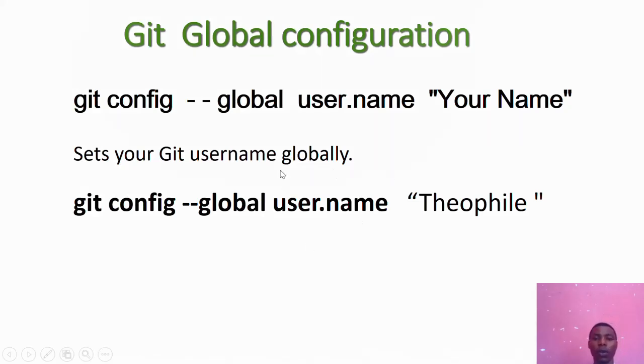We have two kinds of configuration: username and email. So you have the username for your Git and email. For the username, you type git config --global user.name and then your desired name. For example, git config --global user.name and I type Theophany as my name.